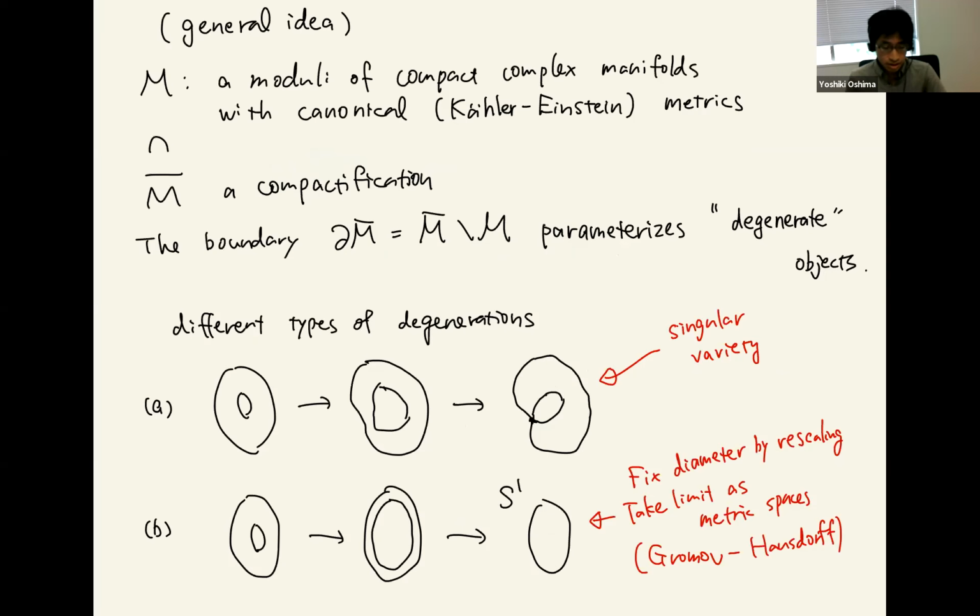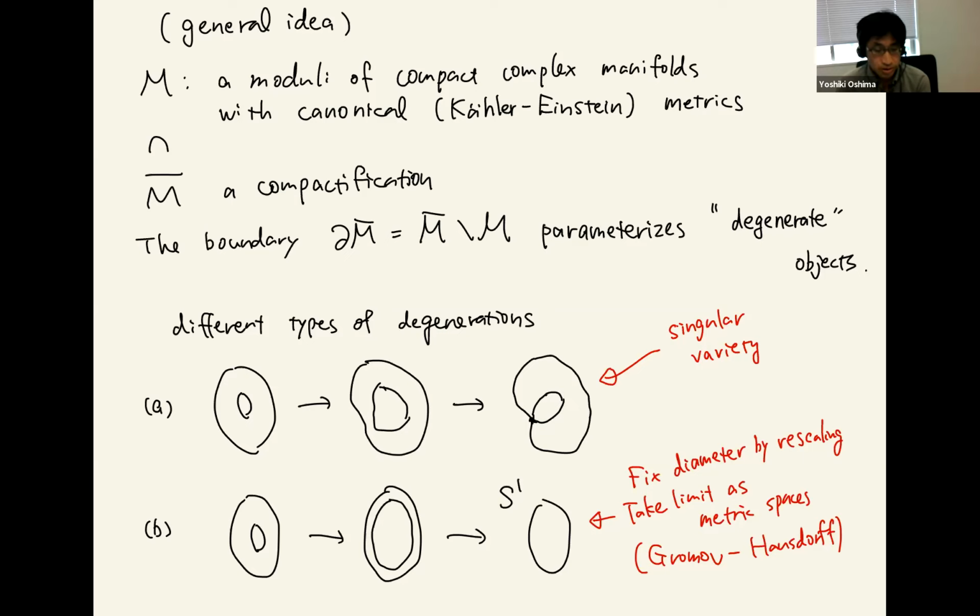So first, I will roughly see a general idea on degeneration of varieties and compactification of moduli spaces, and then move to more specific problems. So first, let M be a moduli space of compact complex manifolds with canonical metrics. Here, canonical means Kähler-Einstein metrics. So we consider compact complex manifolds which admit a Kähler-Einstein metric.